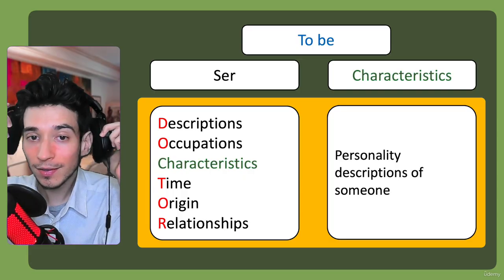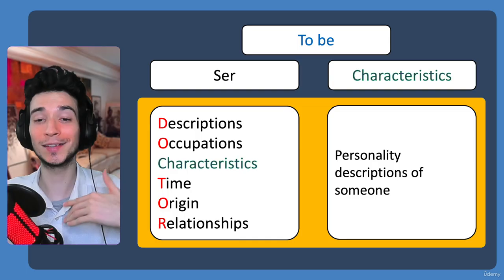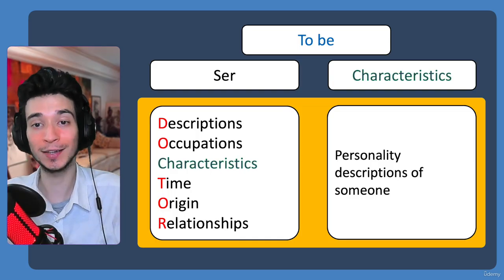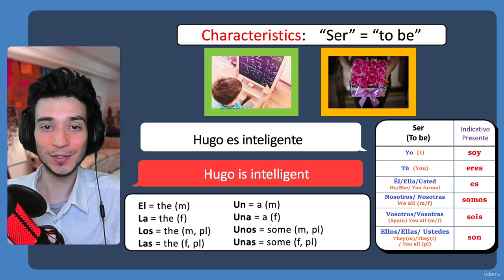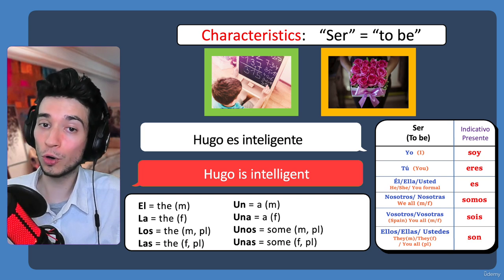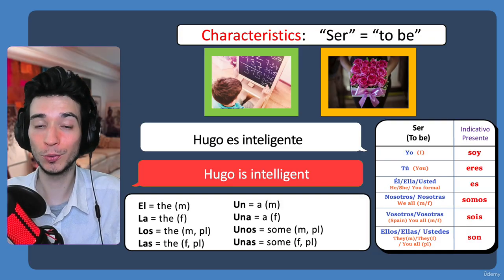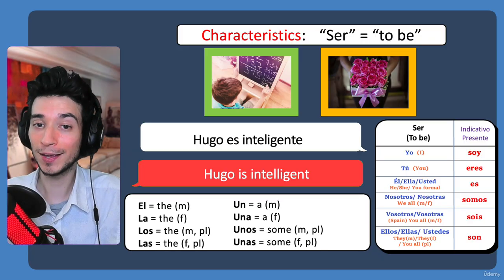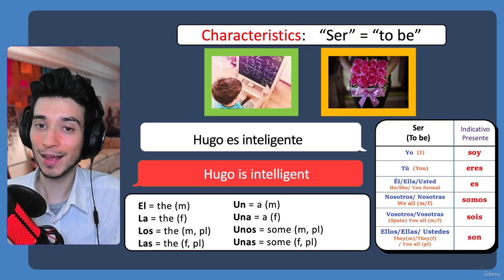The next example, here we have characteristics. Characteristics are related to the personality or the descriptions of someone. So basically how that person looks or what the personality is. Let's try some examples. For example, Hugo es inteligente, which means Hugo is intelligent. So that's maybe his characteristic. Hugo es inteligente. Hugo is intelligent.